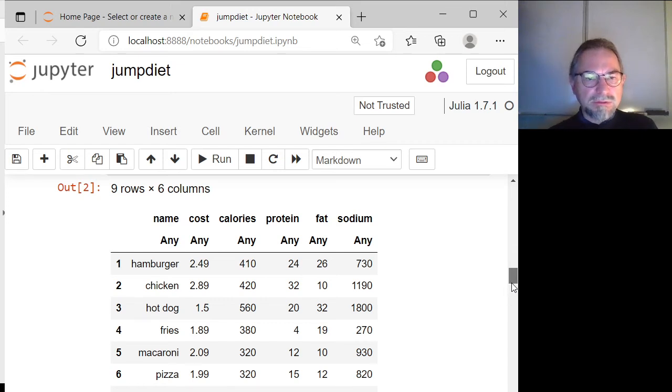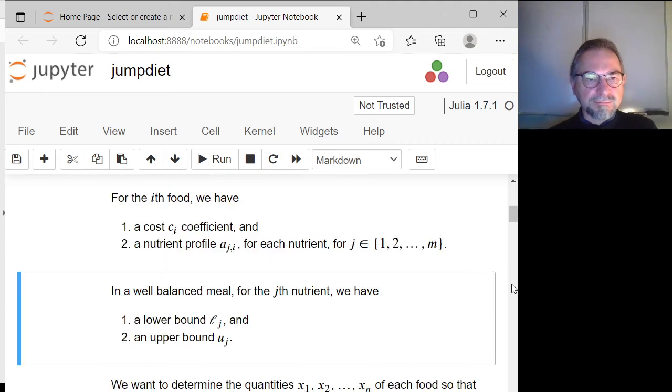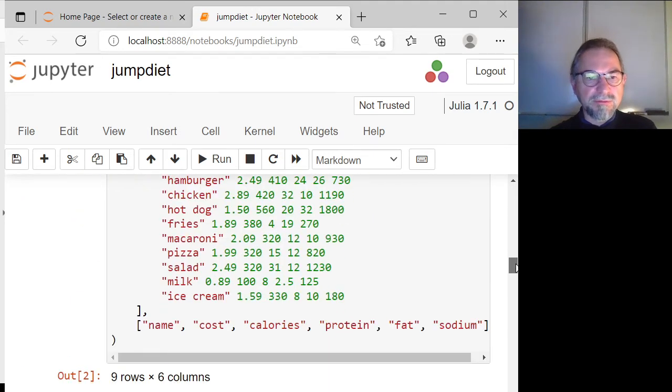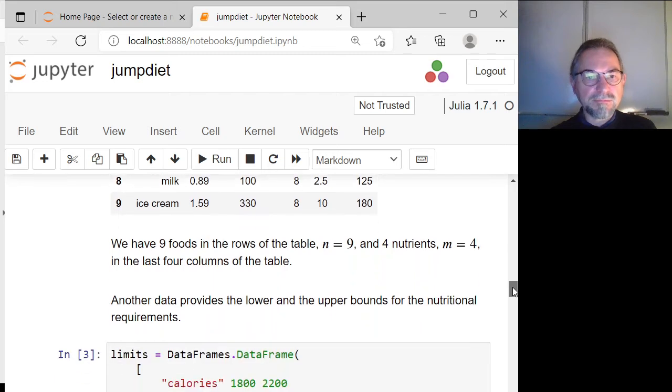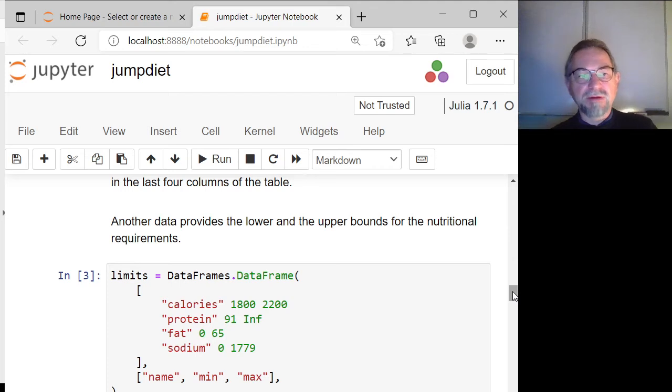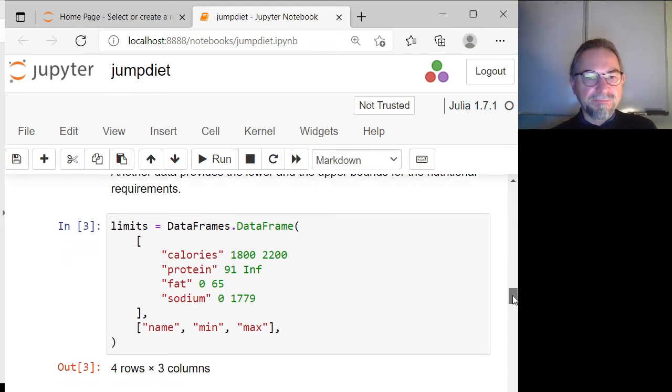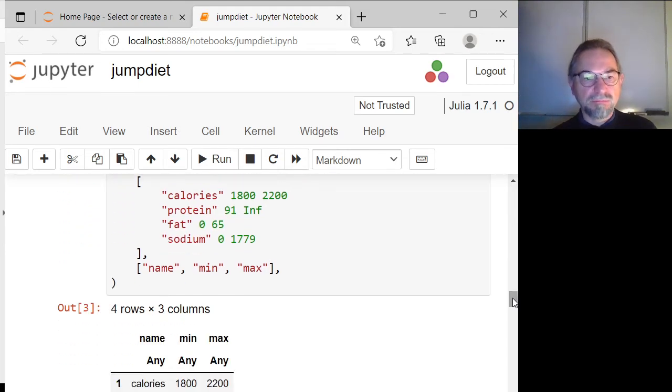Okay, so let's continue to scroll down here. So we still need more data. We have the bounds on the calories, so it's quite within a band. So we want to have around 2000, so we can give or take 200 calories. There is no limit on the amount of protein, but fat and sodium, they are giving us the maximums.